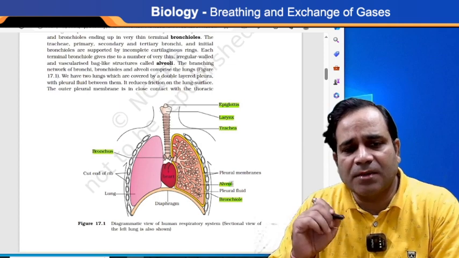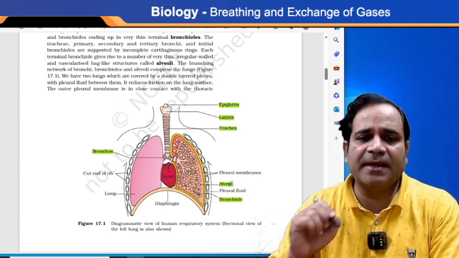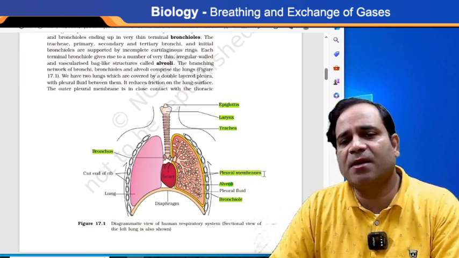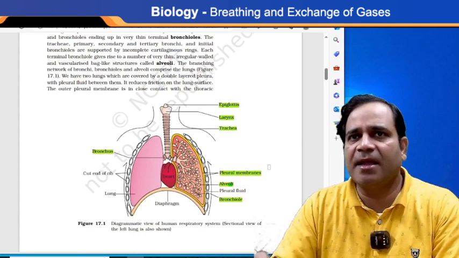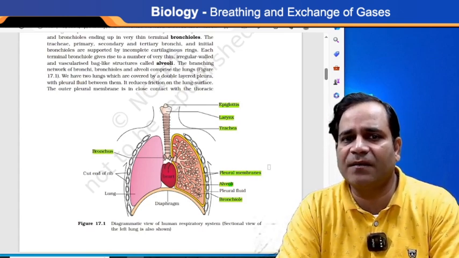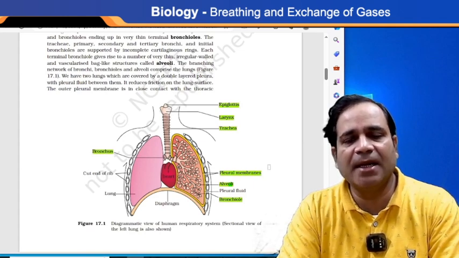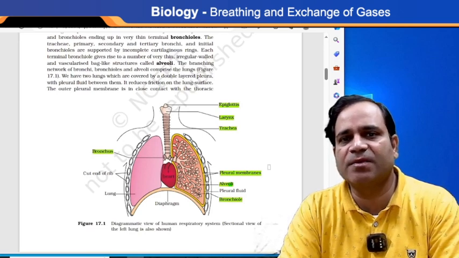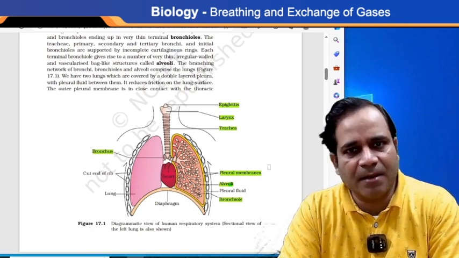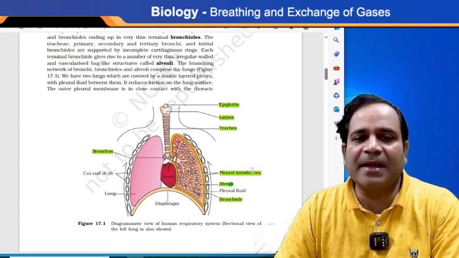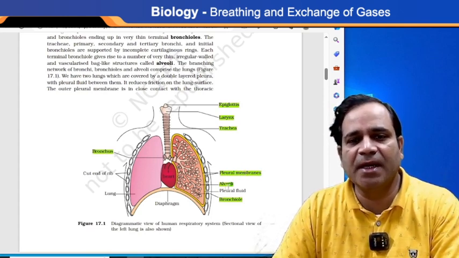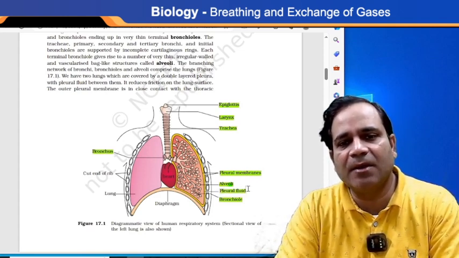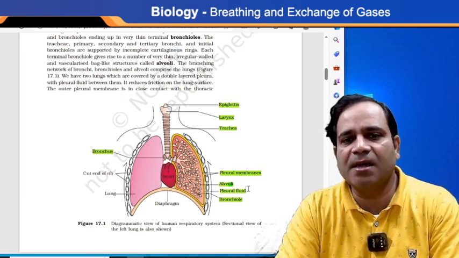One more important thing to understand is that the lung is covered by a double-layered membrane, known as the pleural membrane. If anybody asks you how many layers the membrane of the lungs has in a human, you say it has a double-layered membrane, known as the pleural membrane. Inside this pleural membrane there is a fluid, called pleural fluid, present between the pleural membrane layers.